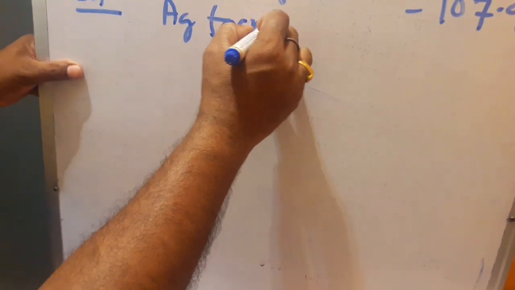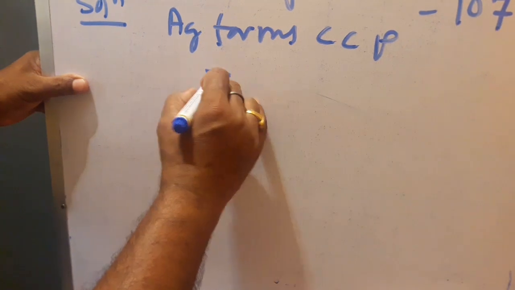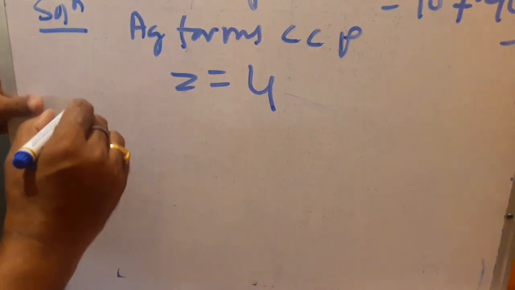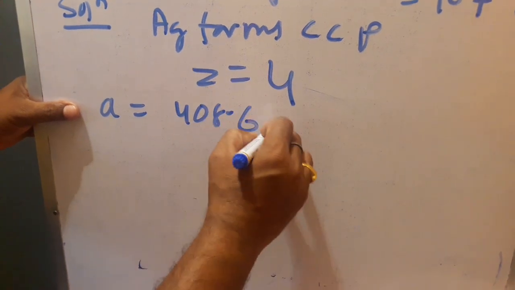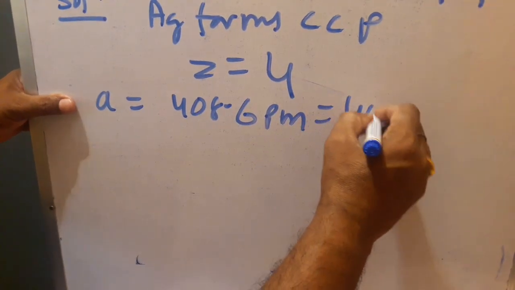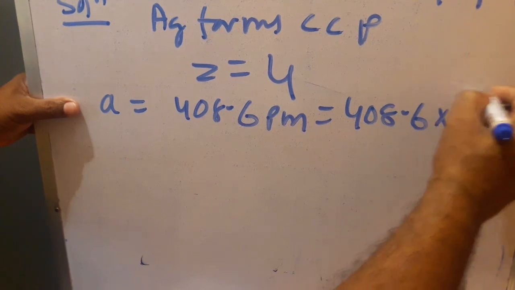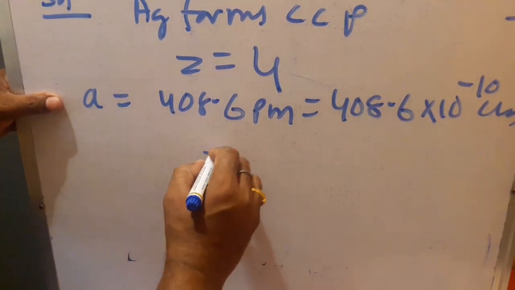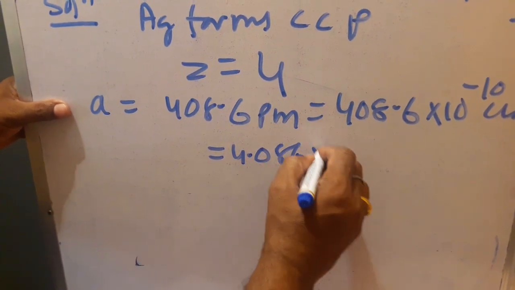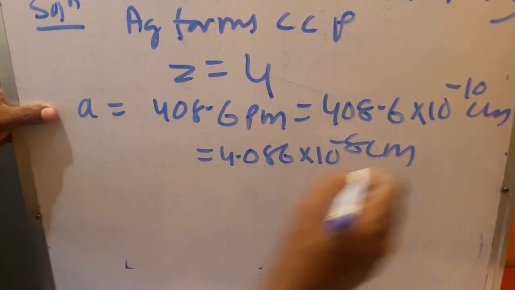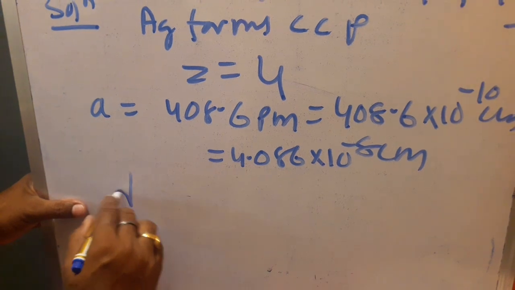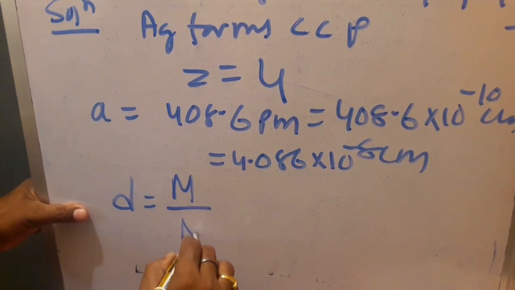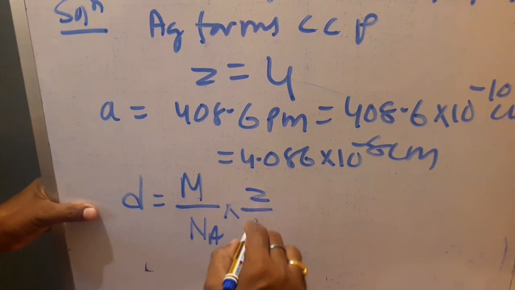Here Ag forms CCP. So for CCP, Z is equal to 4 and edge length a is given as 408.6 pm. That is equal to 408.6 into 10 to the power minus 10 centimeter, or is equal to 4.086 into 10 to the power minus 8 centimeter. Okay. Then apply the formula that d is equal to M by Na into Z by a cubed.